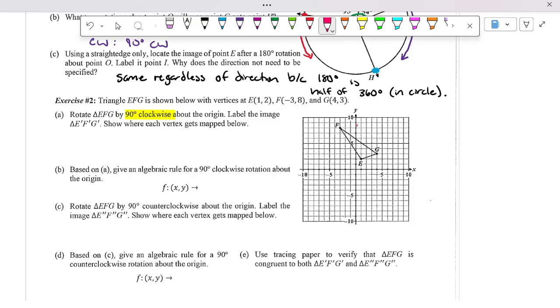So this ended up at 8, 3. Now, for timing's sake, G ends up at, so if I make a circle and I go all the way around, G will end up at 3, -4. And E will end up at 2, -1.